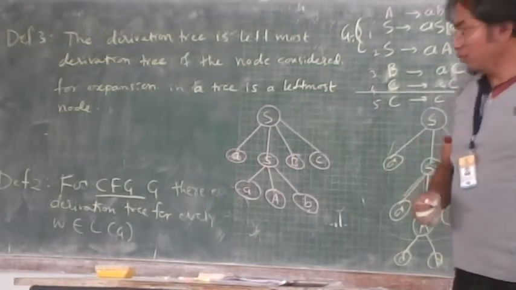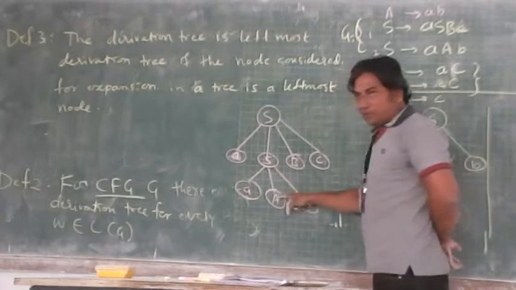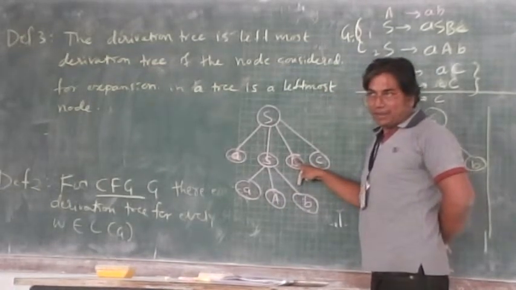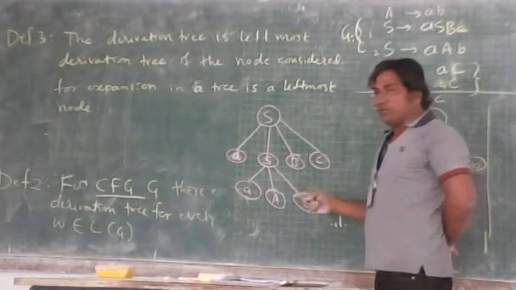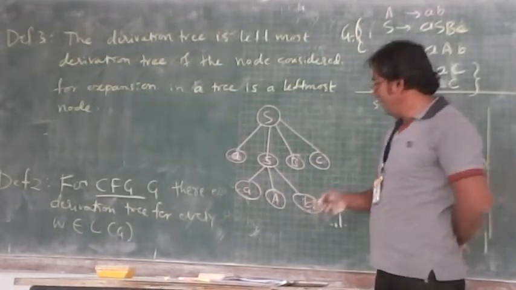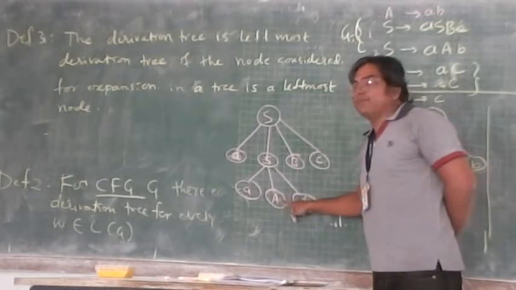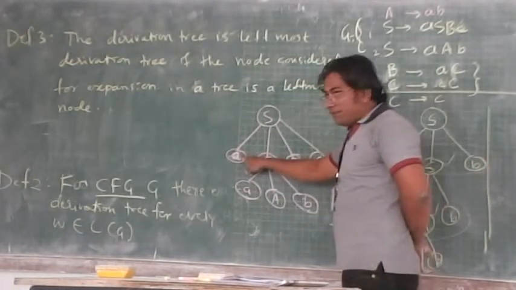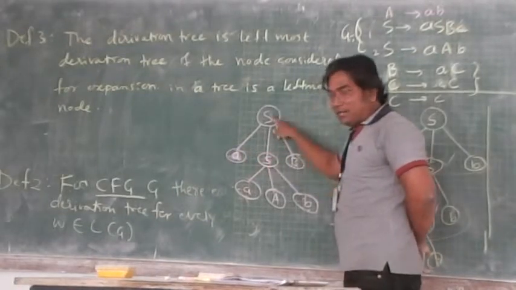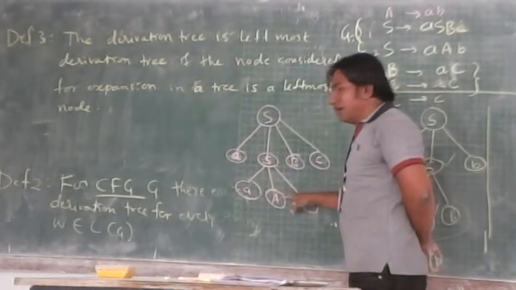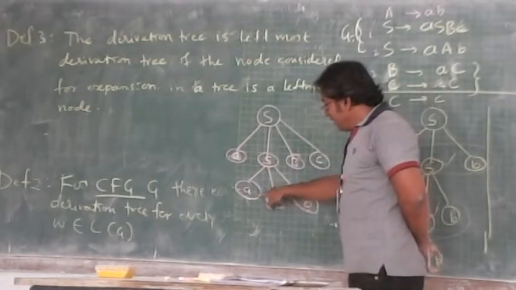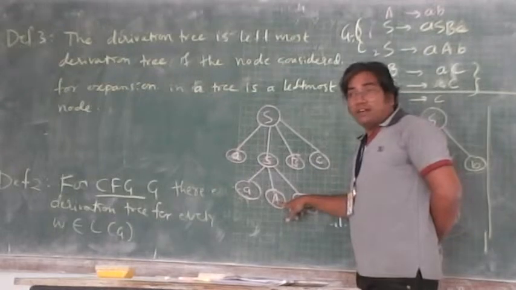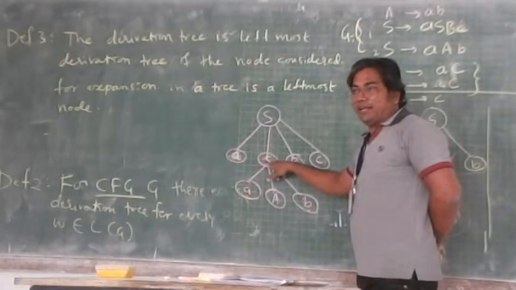A implies AB. So out of these two nodes where you can apply the production for expansion, out of this A and B, which do you select? A, because it is the leftmost one. If you see, these are the labels. This is the first child, this is the second child of this parent, and this second child again has 3 children, and here this node is a second child of the second parent.